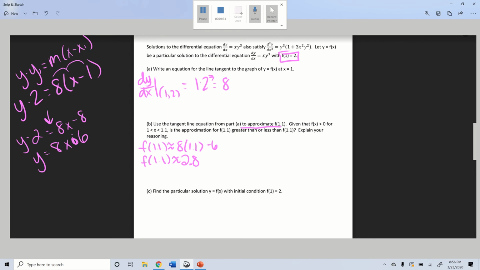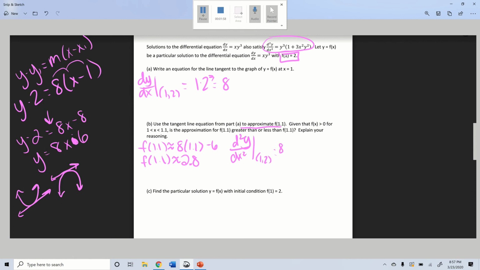So the way we're going to be able to do that is by thinking about the concavity. If we have something that's concave down, a tangent line is going to be below the curve. If we have something that's concave up, a tangent line will be above the curve. And so that is why they have given you that second derivative. So we want to find the second derivative at the point (1, 2).